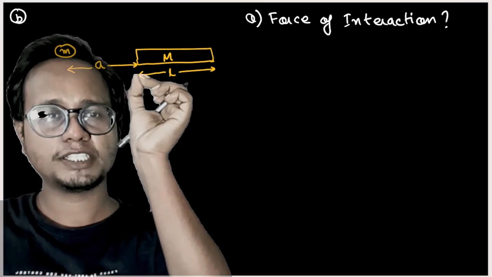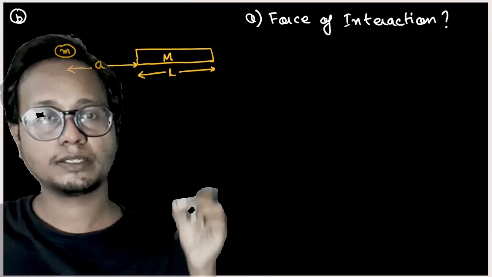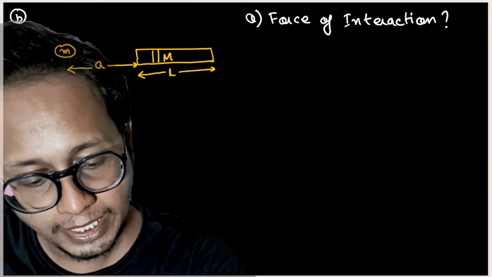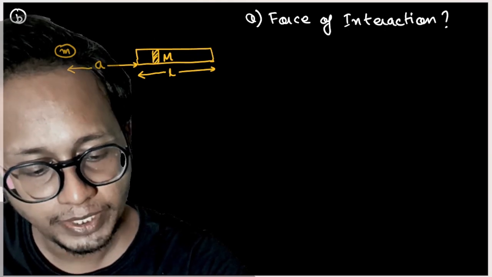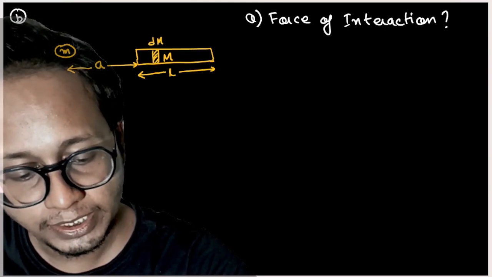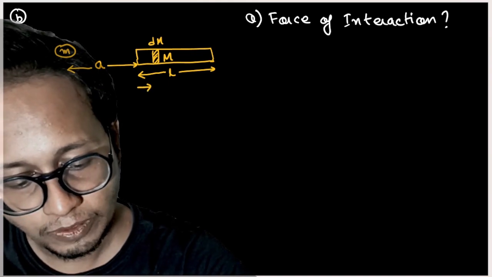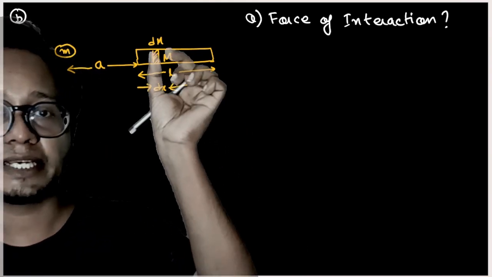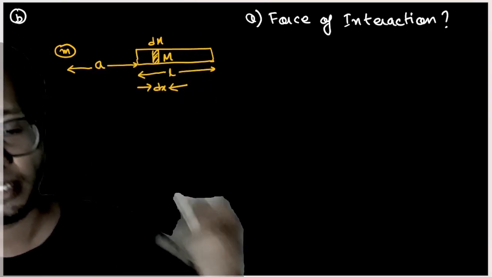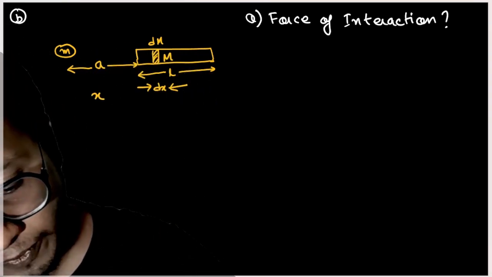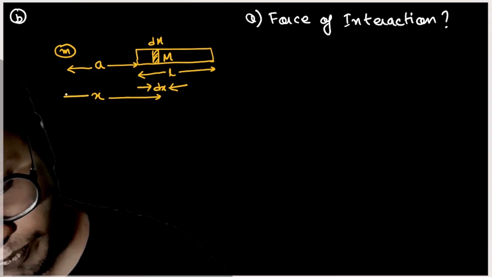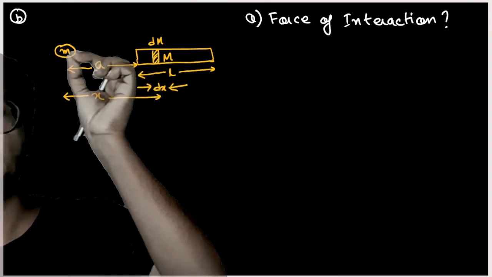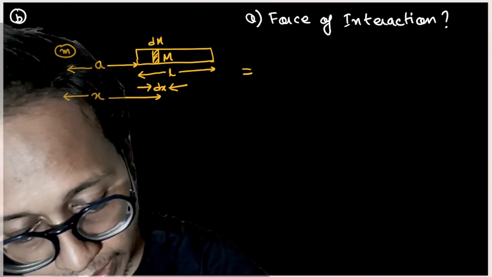See, out here the gravitational force will be very different from the gravitational force out here. So in order to do integration, we have to take an element. Let's take an elemental mass dm out here. The length or thickness of this strip is dx, and this dx strip is situated at distance x from the mass m. So my first question is, what is the gravitational force between this elemental strip and this mass m?